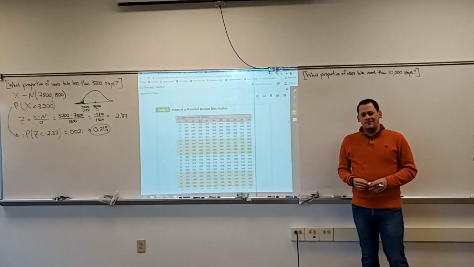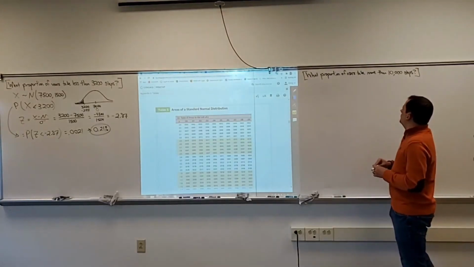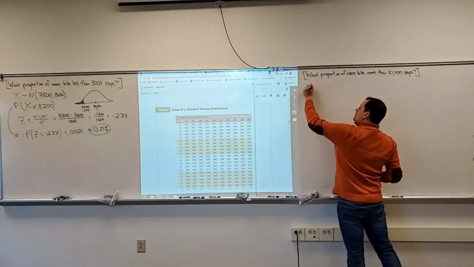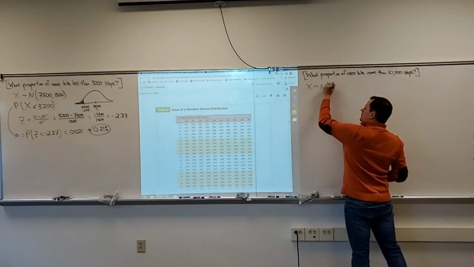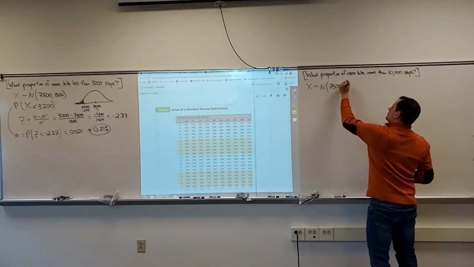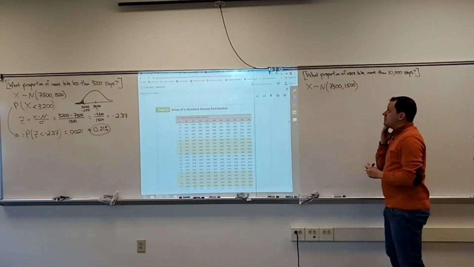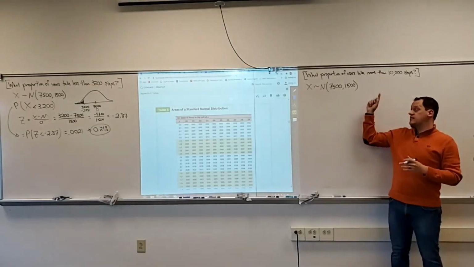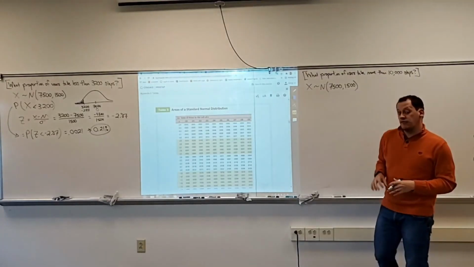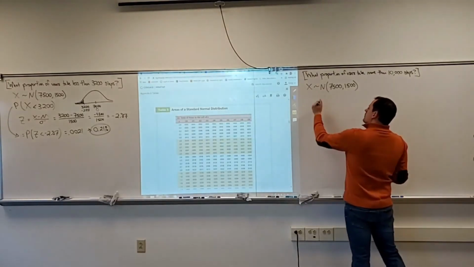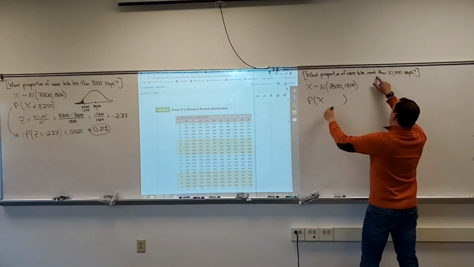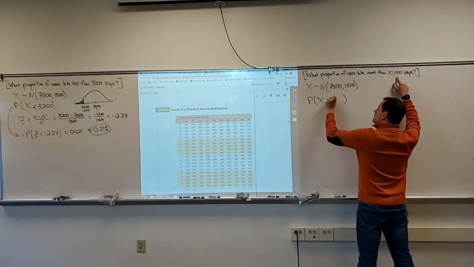Okay. We want to find the probability that someone takes more than 10,000 steps. We still have our same distribution. Mean of 7,500. Standard deviation of 1,500. So we're going to use the calculator to find this answer, but we need to have our probability statement first and sketch our curve before we go looking at the calculator. So this time we want the proportion for the probability that x is more than 10,000.